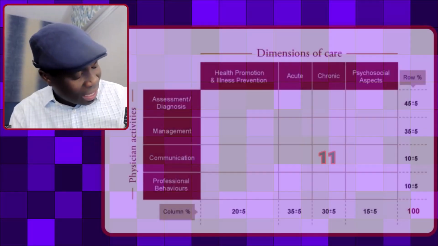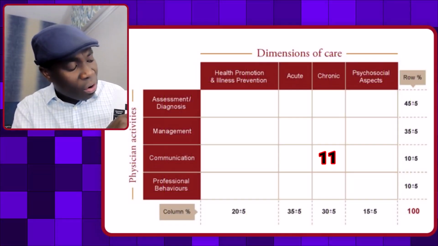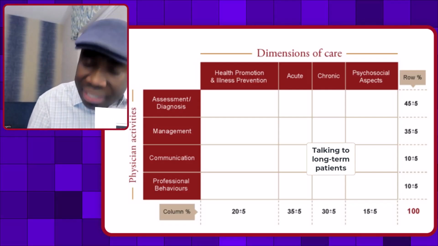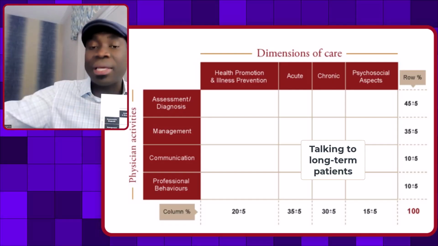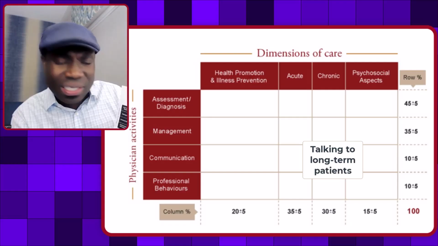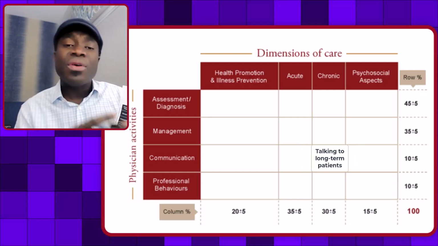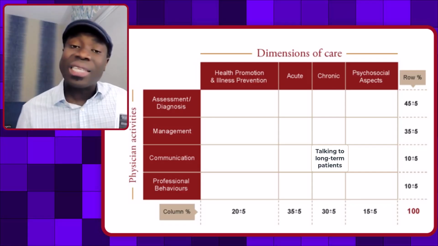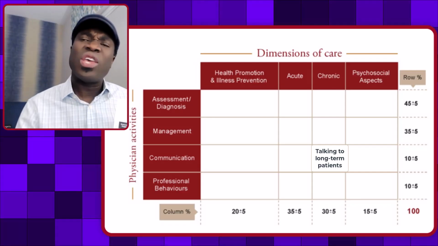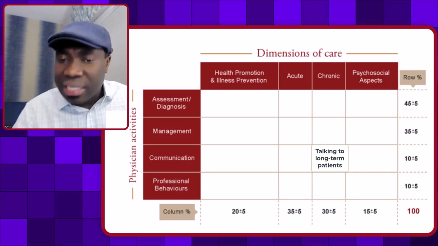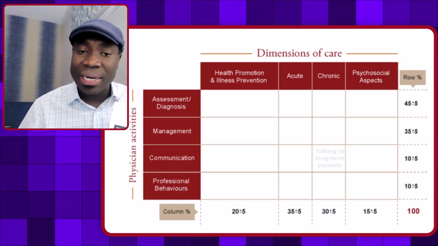Now let's go to box 11. Box 11 is still about communication, but this time it's about communication and chronic conditions. This is what I call talking to long-term patients, patients with long-term medical conditions, and how to talk to them. I'm expecting about 7 questions to come from here because of the distribution. If you look at the percentages on the X and the Y axis, this is where you're going to have conversations like adherence discussion, shared decision-making, long-term planning.